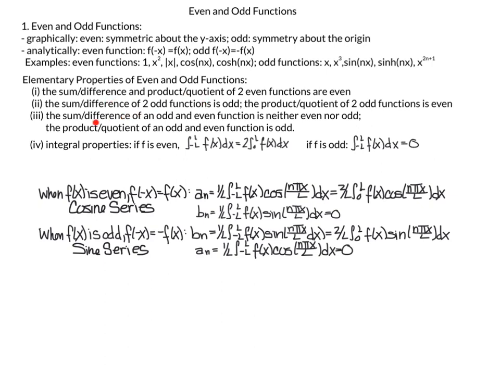The product of an odd and even function is odd. So when we go from negative L to L, we're going to get 0.